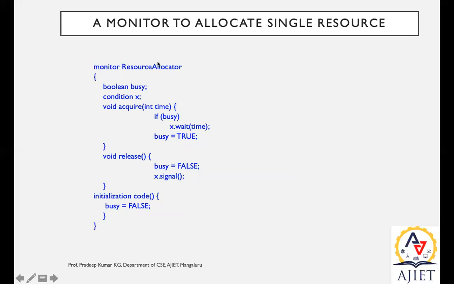This is how we can implement it: monitor ResourceAllocator, Boolean busy. A process acquires the resource; when it acquires it, others will find it busy, and it will execute in the critical section. Once it is done, it will release. Then it moves to the next process, and so on. This is how single resource allocation takes place.